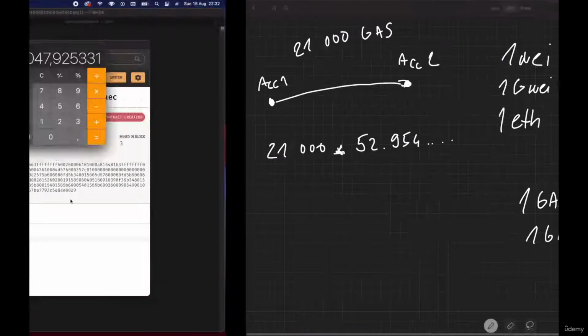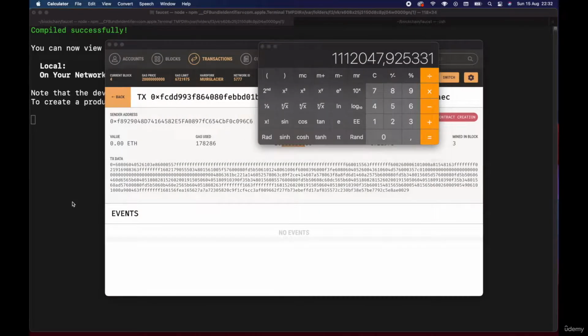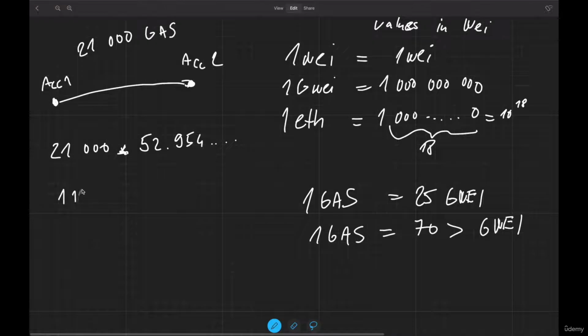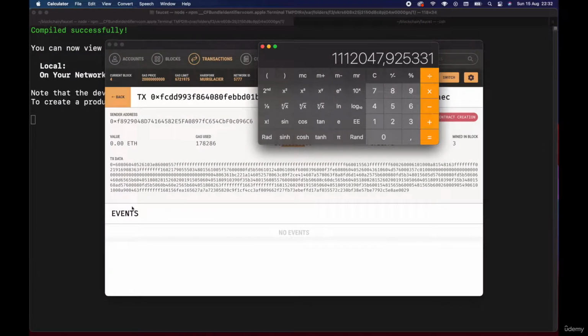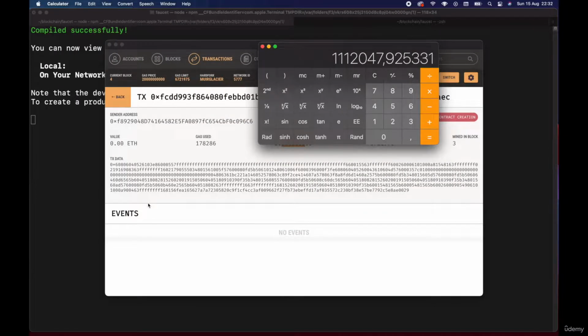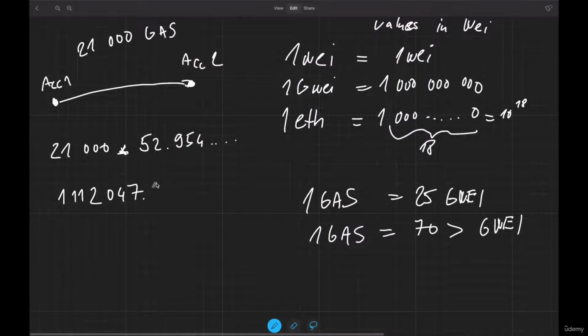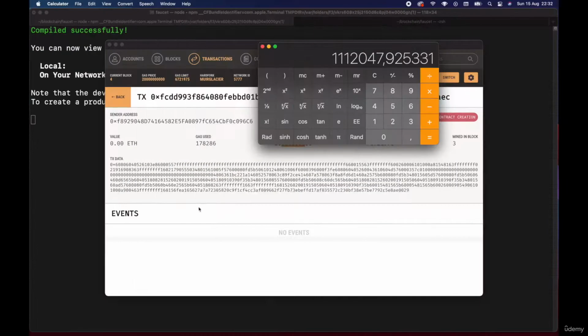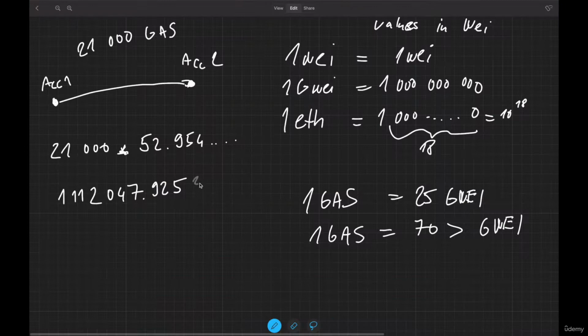Okay, so we have here the value. What was the value? 1,047,925,331. Okay, so that's in Gwei, right? Because we have 21,000 gas multiplied by this Gwei price, and I want to transform it basically into ether.